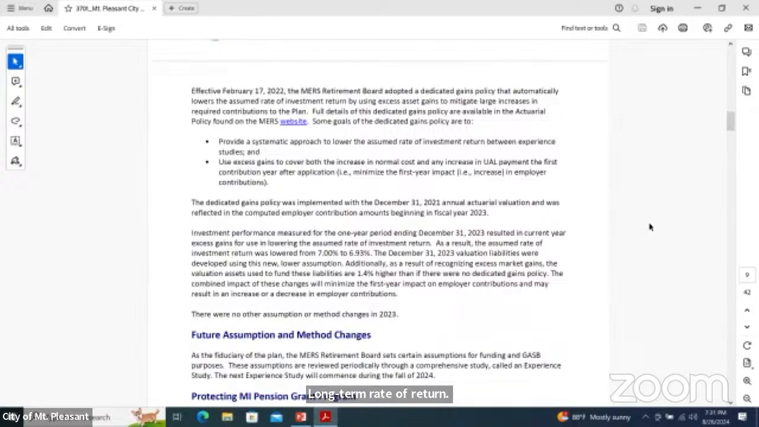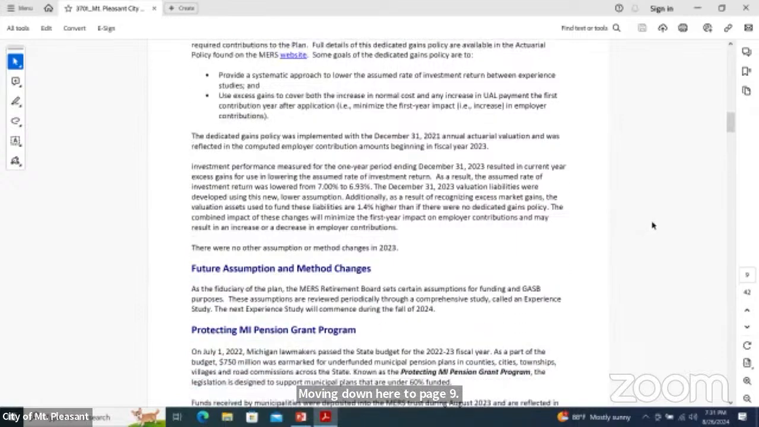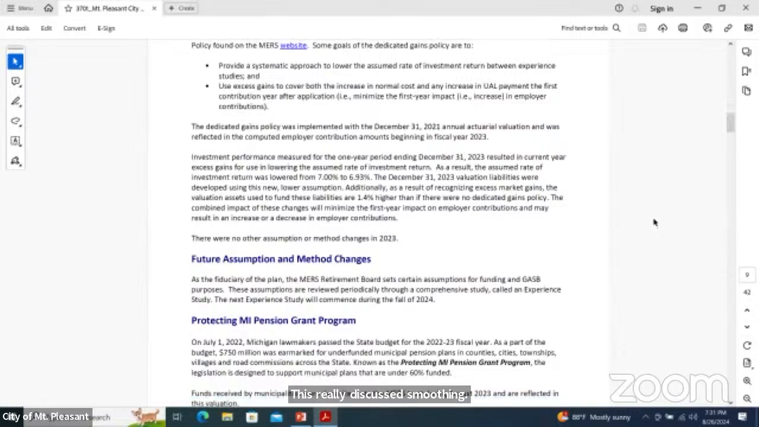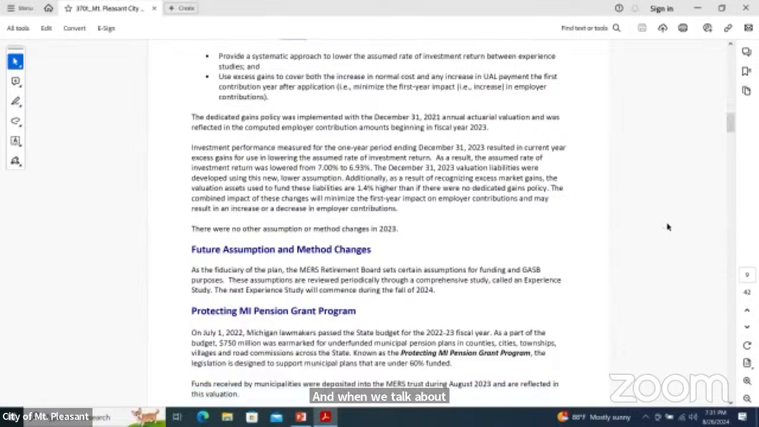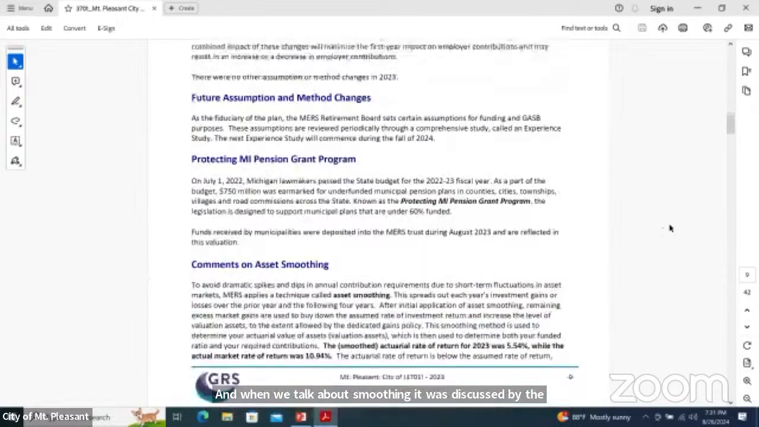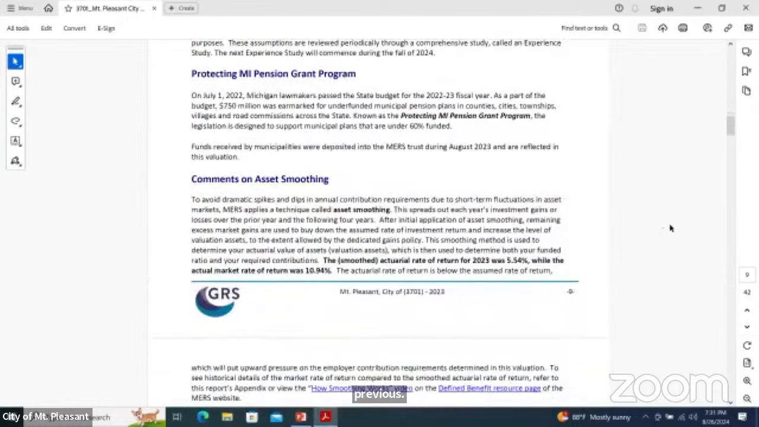Moving down here to page 9. This really discussed smoothing. And when we talk about smoothing, it was discussed by the previous speaker. It takes out those peaks and the valleys so that your required contributions are more manageable from budgeting from one year to the next. So our smoothed actuarial rate of return is only at 5.54, a little bit less than our 6.93.